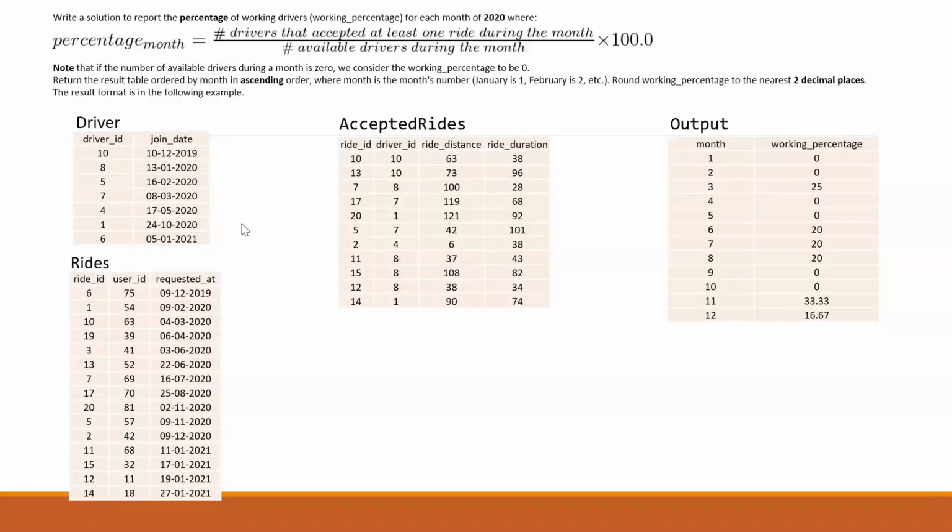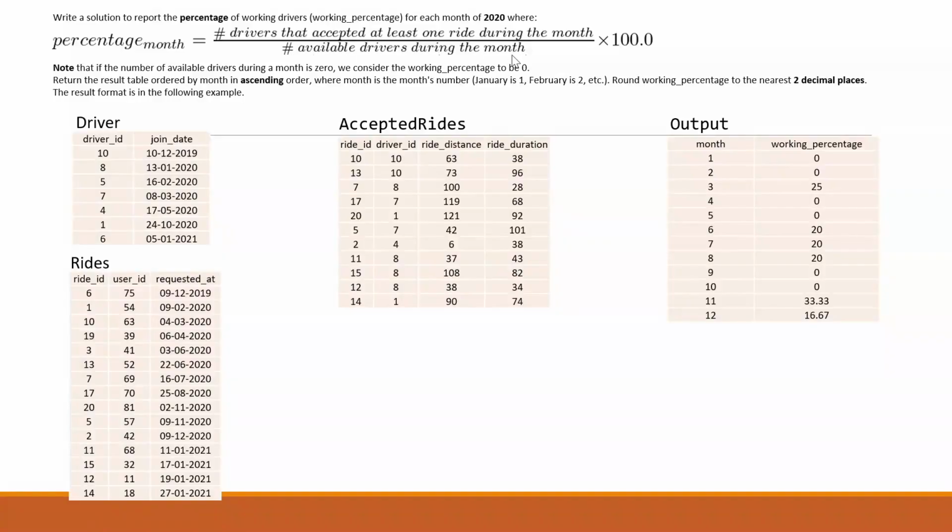Now what we need to do is write a solution to report the percentage of working drivers, that is the working percentage, for each month of only the year 2020, right? And this is the formula they have given. The percentage of working drivers is defined by the number of drivers that accepted at least one ride during that month, which is what we need to find, divided by the total available drivers during that particular month, right?